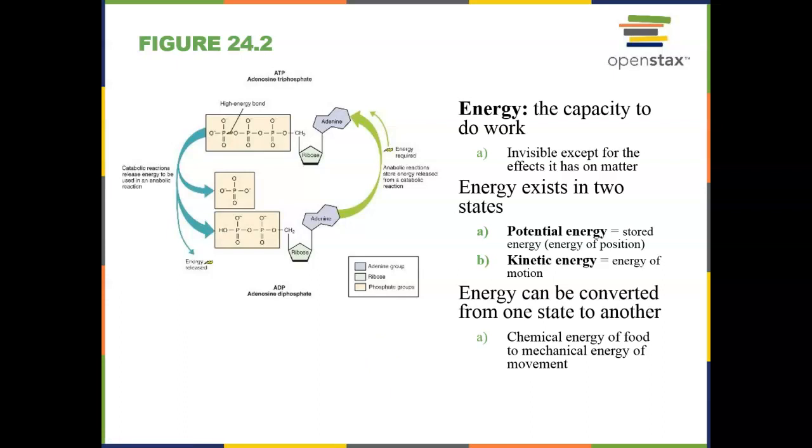So energy exists in two different phases. There's potential or stored energy, and then there's energy of motion. And we can always convert energy from one form to another, but if we do so, we lose energy in the form of heat. Heat is energy that we can't use for anything else. That's actually stated in the first law of thermodynamics.